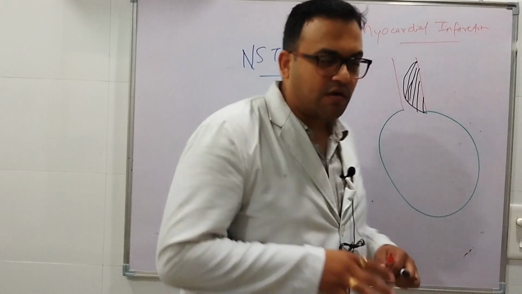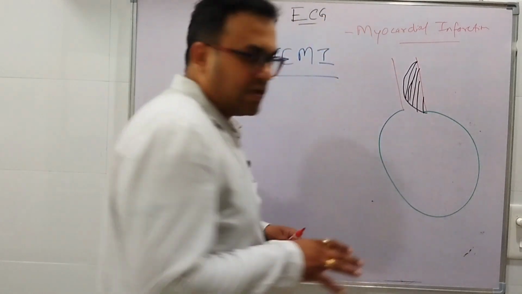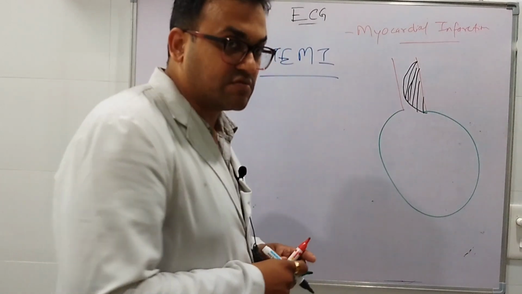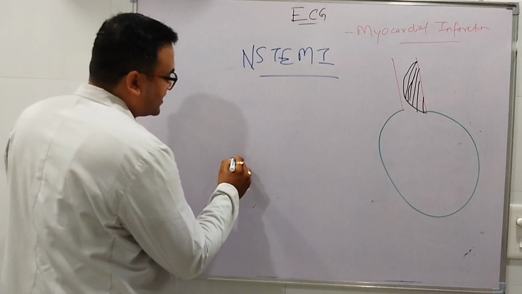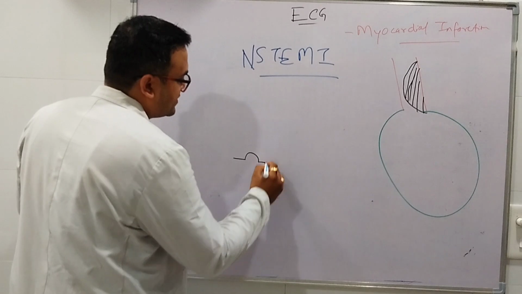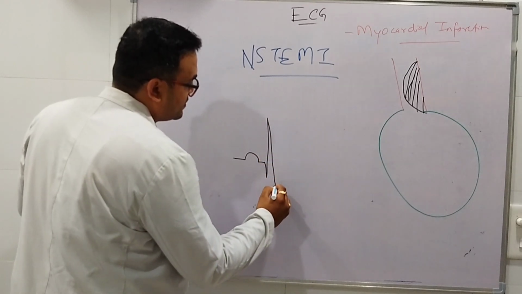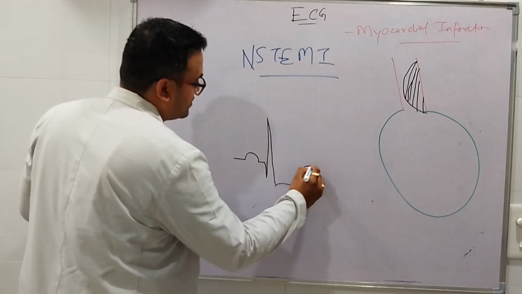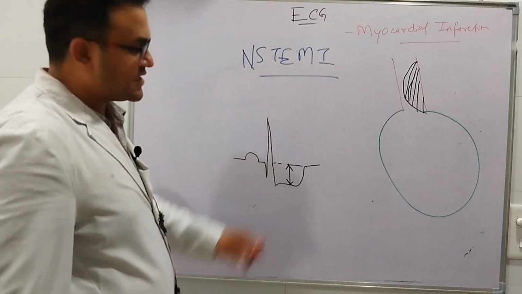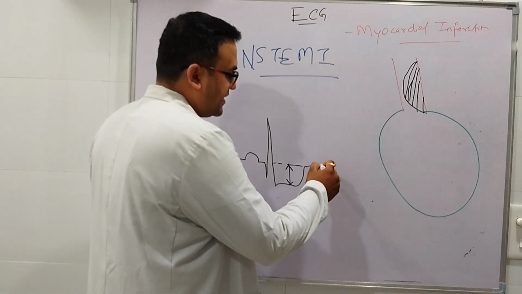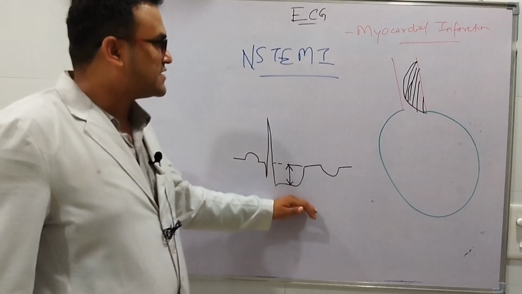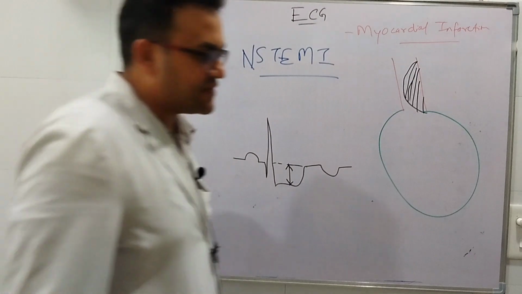So there are no dead soldiers. There are all injured soldiers, and they are all frightened soldiers that they will die soon. So this will be represented in ECG as ST segment depression and T inversion. So we will see this kind of ECG in non-ST elevation MI.